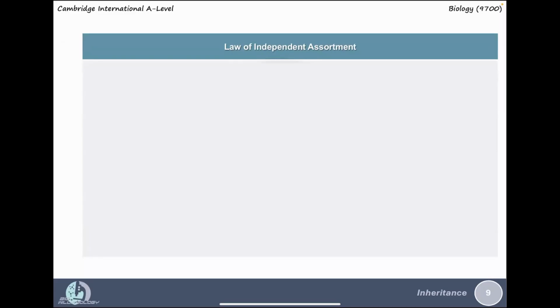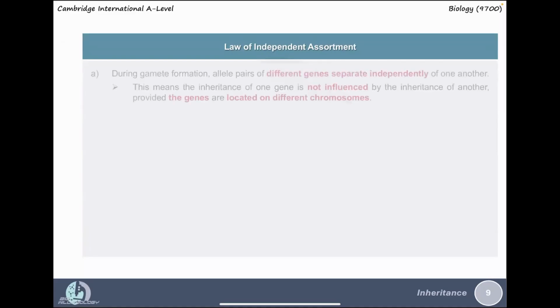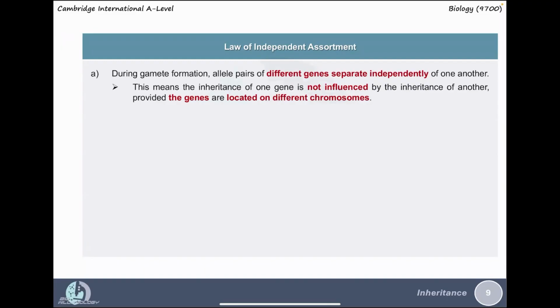The second law is the law of independent assortment. During gamete formation, allele pairs of different genes separate independently of one another. This means the inheritance of one gene is not influenced by the inheritance of another, provided that the genes are located on different chromosomes. So basically, we can study the gene from chromosome 1 and the gene from chromosome 2. How these alleles orient themselves during metaphase 1 is totally random and independent of one another.